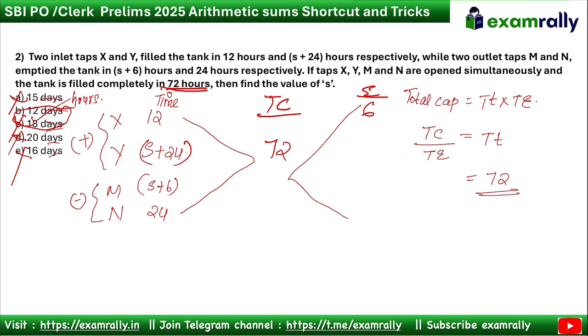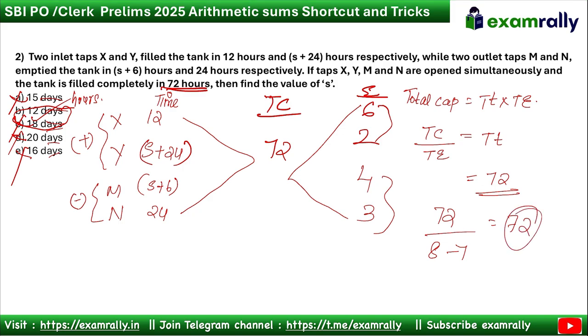12 plus 24 is 36, and 72 divided by 36 is 2. Then 12 plus 6 is 18, and 72 divided by 18 is 4. 72 divided by 24 is 3. So total capacity divided by total efficiency: 72 divided by (6 plus 2, that is 8, minus the leaking taps 4 plus 3, that is 7), so 7 minus... giving 72 hours. See, this is the manner in which we solve this type of question.